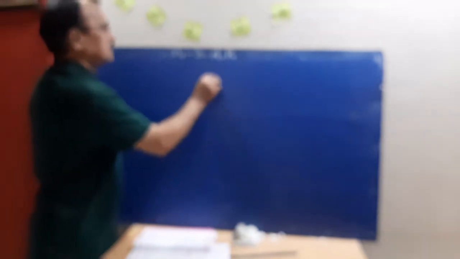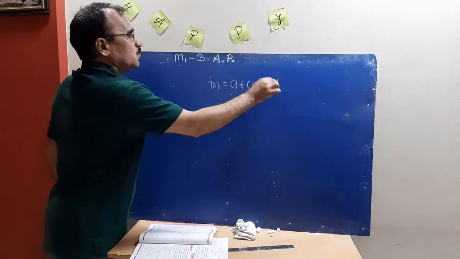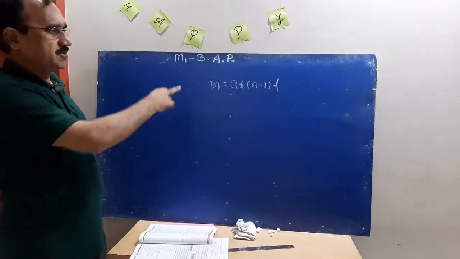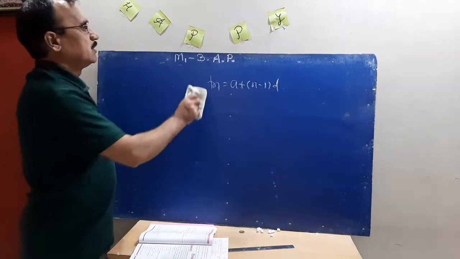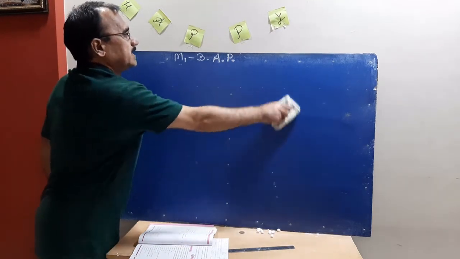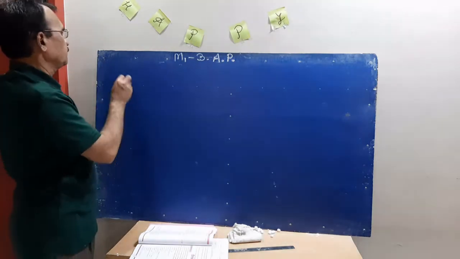In the previous period, we completed practice set 3.2 based on finding the nth term. How do we find the nth term? There is one formula: Tn is equal to a plus (n minus 1) into d. On the basis of this formula, we solved practice set 3.2. Now we are going to see the next point, that is, the sum of first n terms.